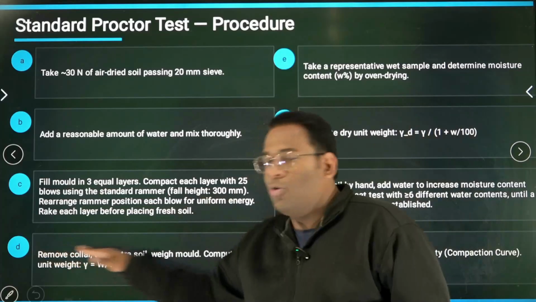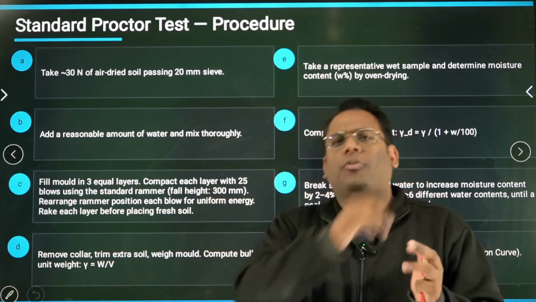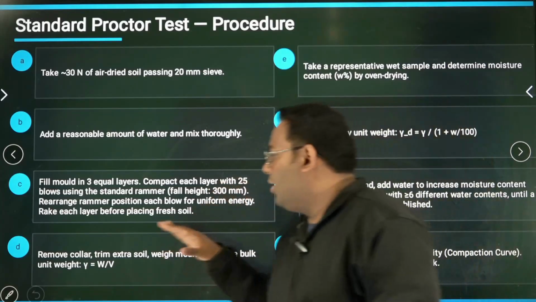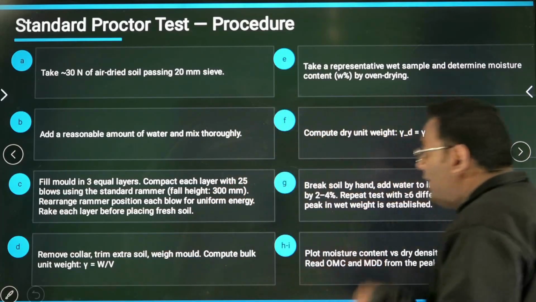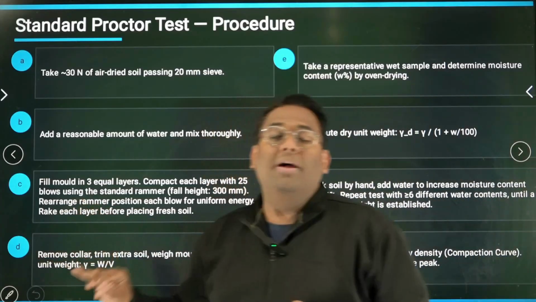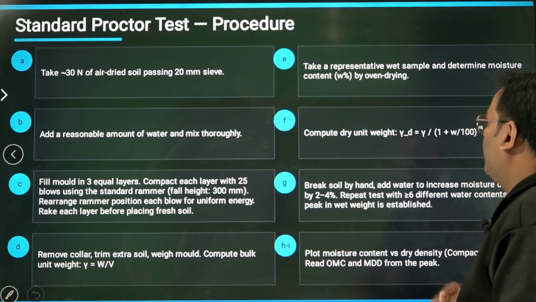After that, you are going to remove the collar from the mold and trim off any extra soil that is filled in the total mold and collar. And finally, you are going to calculate the total or bulk unit weight of the soil that is filled or compacted in the mold.